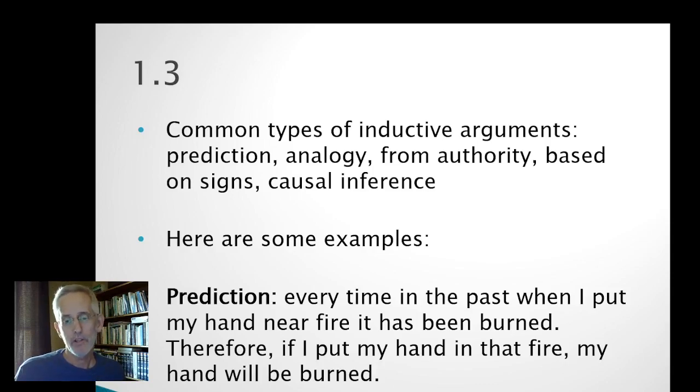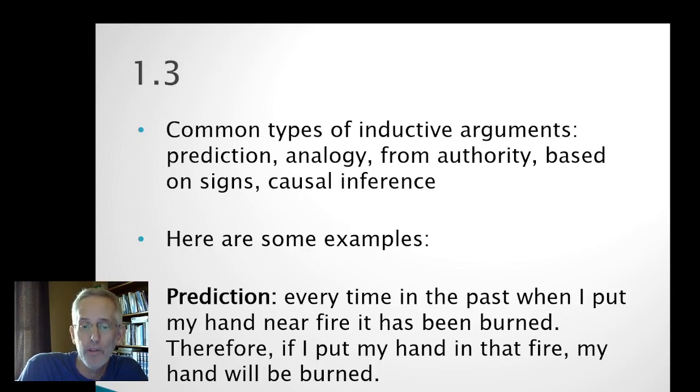So a prediction, here's a good example. Every time in the past when I put my hand near fire, it has been burned. Therefore, if I put my hand in that fire, my hand will be burned. So in that example, I would be predicting what the outcome will be in the future. And since it's a prediction, it's almost certainly going to be an inductive argument. And you might say, well, don't we know with certainty that if we put our hand in fire, it's going to burn? Technically, we don't know with certainty.